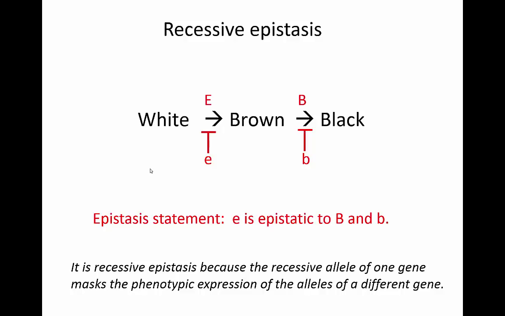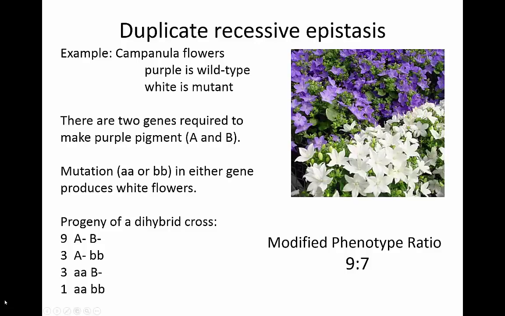Lastly, we call this recessive epistasis because the allele that is doing the epistasis, which is little e, is actually a recessive allele. All right, I'd like to very quickly go through the two other types of epistasis. So the first one is duplicate recessive epistasis. Here an example is campanula flowers. So purple is the wild type, white is the mutant, and there are two genes that are required for the purple color. So mutation in either the A gene or in the B gene would lead to white flowers.